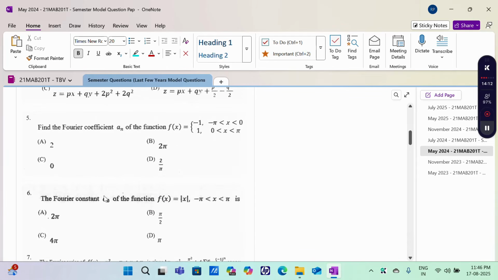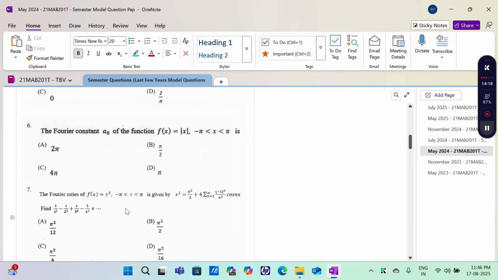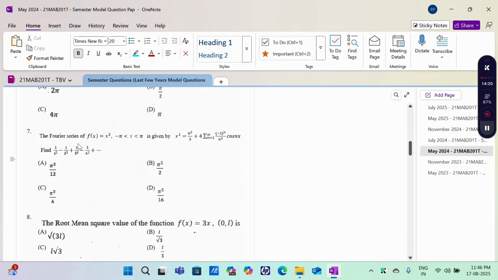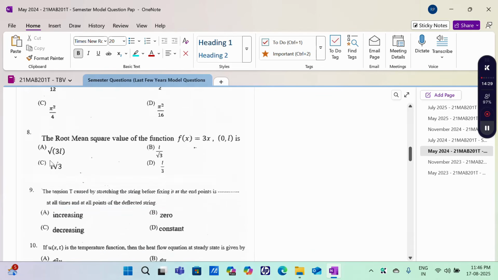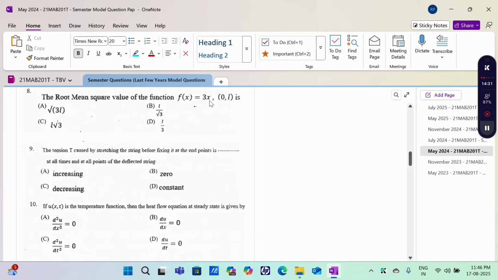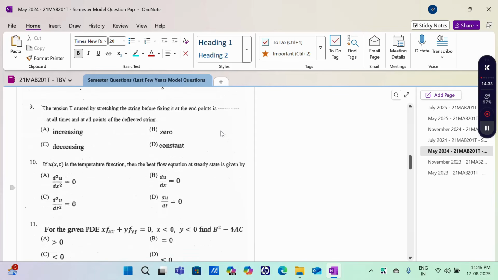The next 4 questions, 5 to 8, are Unit 2, Fourier series. So the range minus pi to pi, find an, minus pi to pi, find a naught, and then f of x given, minus pi to pi. The final Fourier series values are given. Now to find this range, and then root mean square value, f of x given, the range 0 to L.